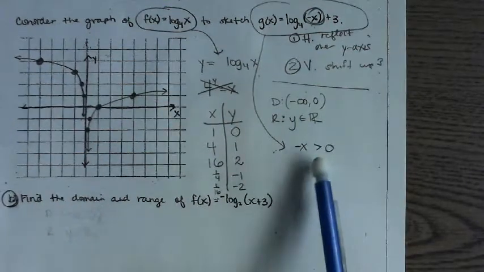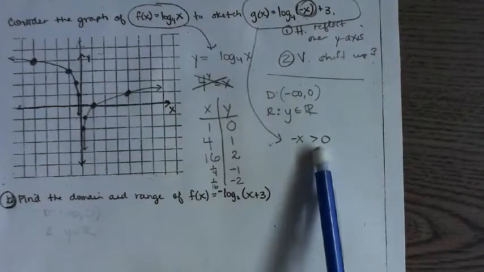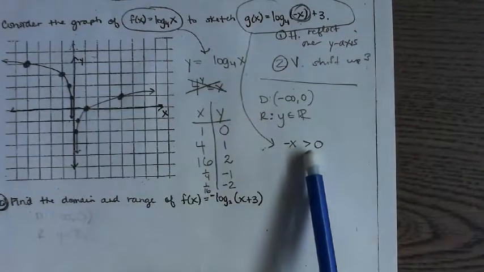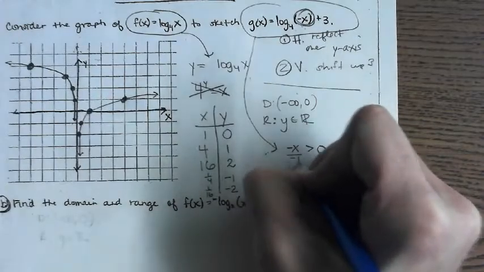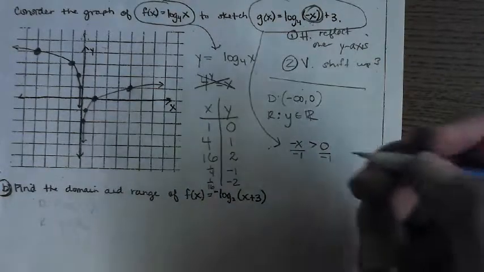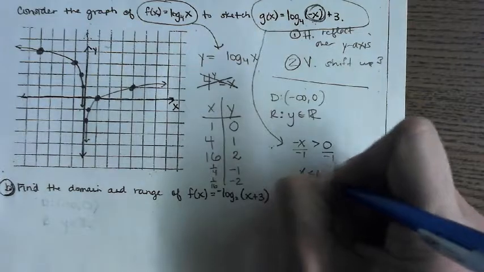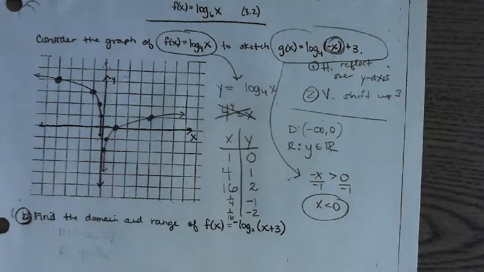And so if I'm going to solve that for x, what do I have to do to both sides? Divide by -1. And if I'm solving an inequality and I divide by a negative, I have to remember to flip the sign, and that's where your domain comes up. X has to be less than 0. So we can do this algebraically is my point. You don't have to pause and graph every time.